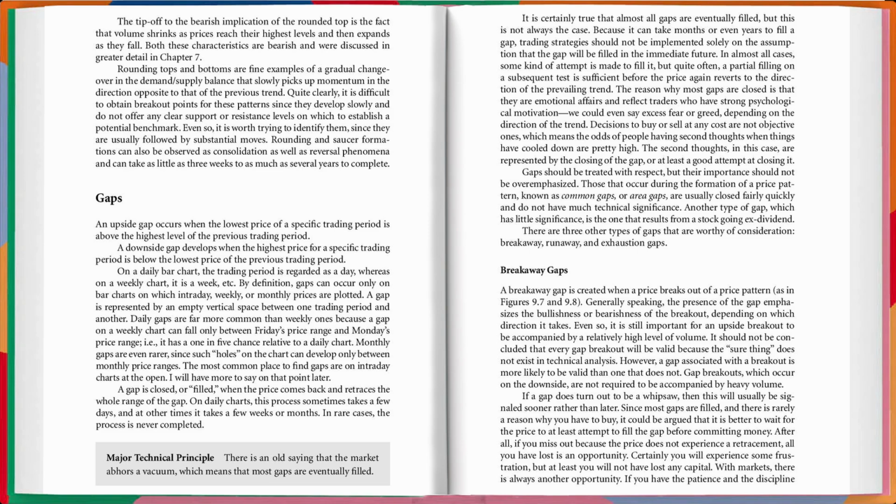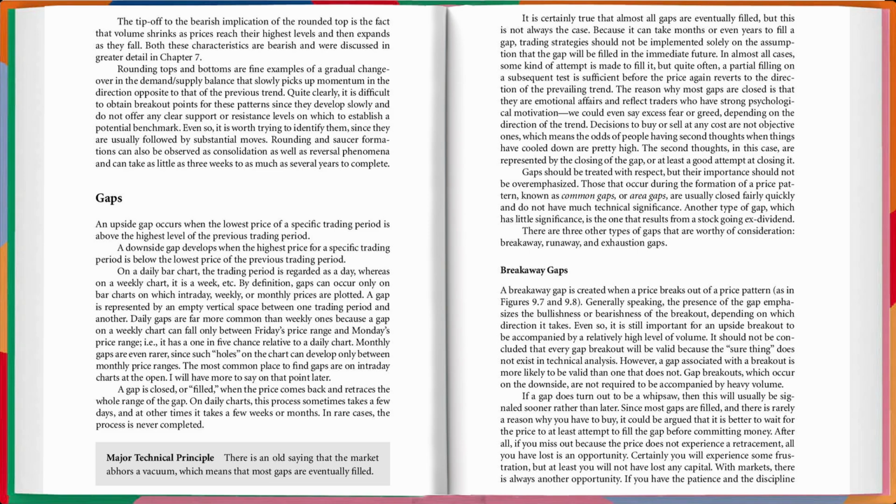On a daily bar chart, the trading period is regarded as a day, whereas on a weekly chart, it is a week, etc. By definition, gaps can occur only on bar charts on which intraday, weekly, or monthly prices are plotted. A gap is represented by an empty vertical space between one trading period and another.